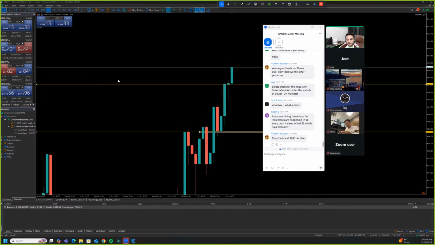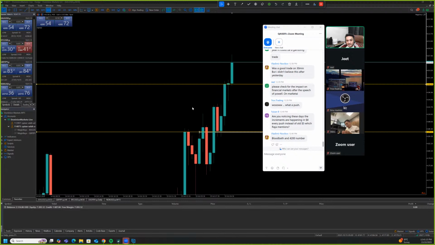Yeah, what a push. Are you noticing these days the increments are $8 every push instead of the old $5 increment which Raja mentioned? I think it's not happening with $8, it's happening with a $10 increment, because there's a huge volume. When it's a normal market going on and gold is breaking all-time high, that time it moves with a $5 increment. So these days it could move $5, $10, $15, $20 increments, no one knows that. And we cannot even predict the market, it's not in our control.